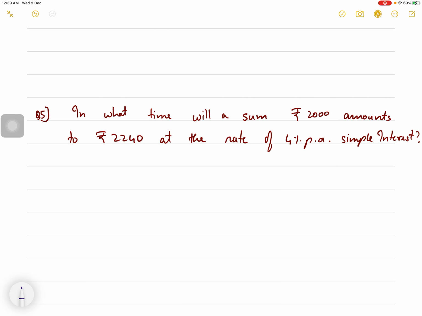Next question. In what time will a sum rupees 2000 amount to 2240 at the rate 4% per annum simple interest? In this you are supposed to find out n, that is period. So in what time the sum 2000, this is the principal, amounts to 2240, this is your amount. Rate of interest is 4%. You are supposed to find n.